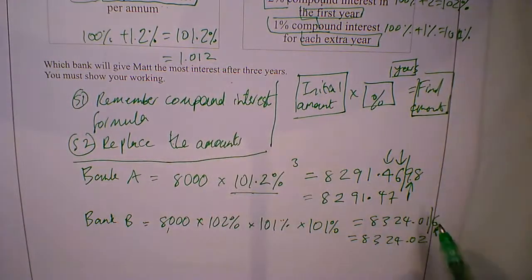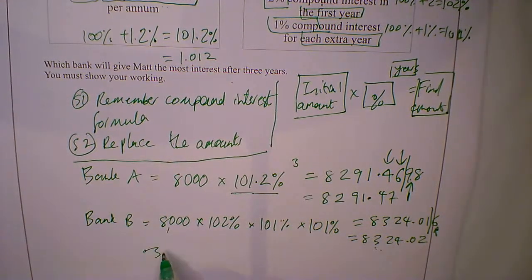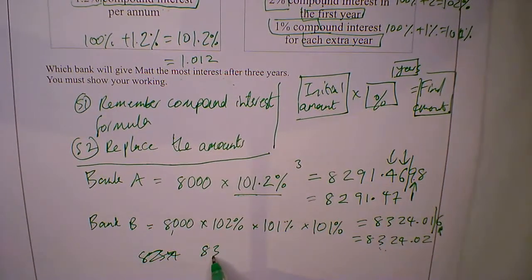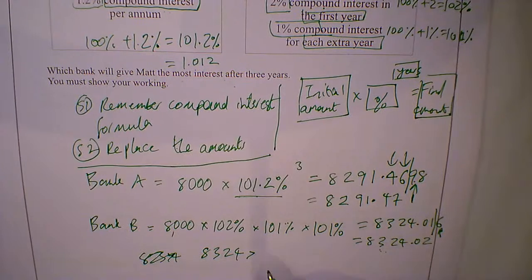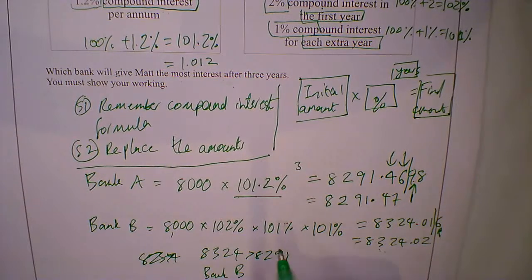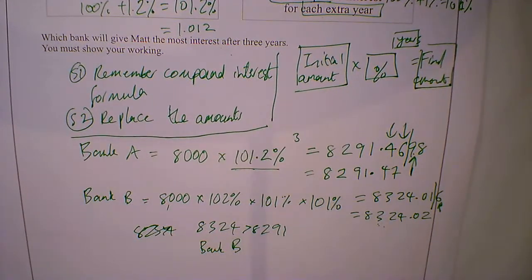So if I look at my question, which bank will give Matt the most interest? The most interest, the bigger number. 8324 is greater than 8291, which is Bank B. Okay, so that's worth 4 marks.